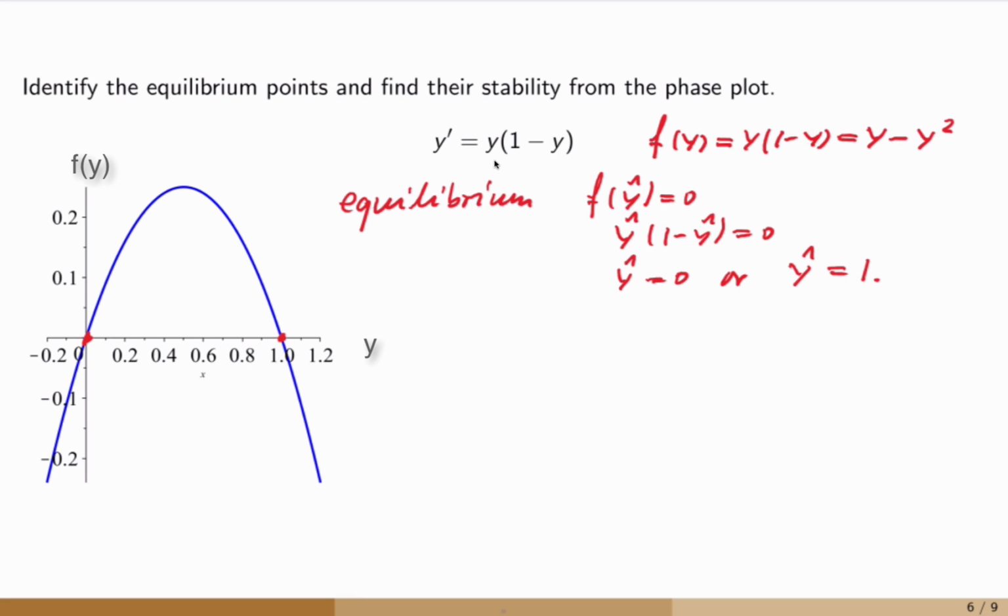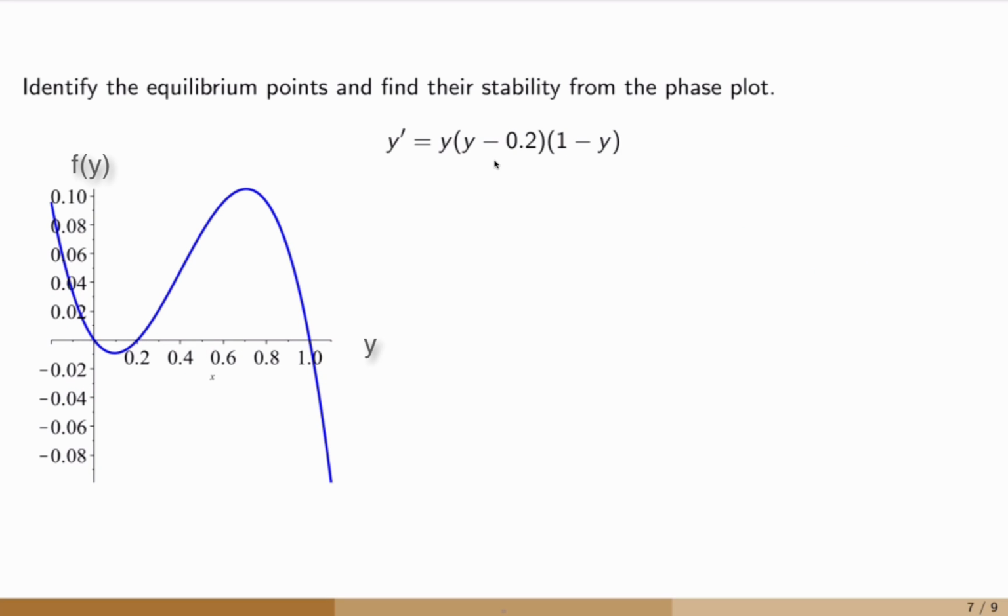So which one is locally asymptotically stable and which one is unstable? Well, if we do our phase plot in this one, here we go positive, here we go negative, here we go negative. So then this one is clearly unstable because solutions move away. And then this one is locally asymptotically stable because solutions move towards it. That's cool, isn't it? Again, we just need to plot a function. As soon as we have that, we can do everything we want.